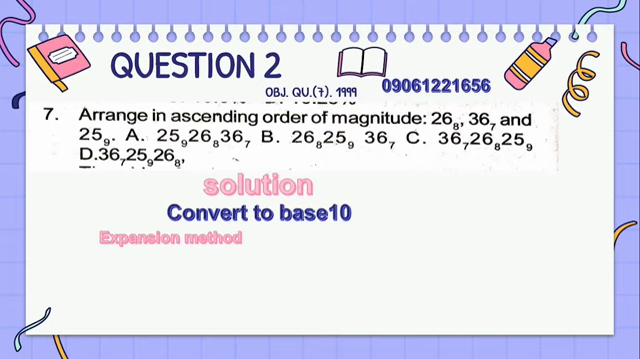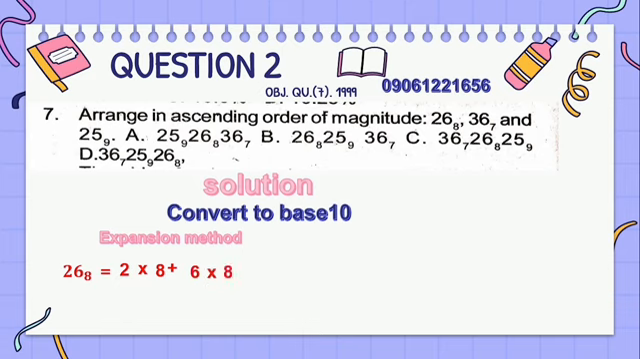So let's take the first number we're given, that is 26 base 8. Now let's convert this 26 base 8 to base 10. That will be equal to: you take the first digit, that is 2, and multiply by the base, that is 2 times 8, plus you take the second digit, that is 6, and multiply by the base again, that is 8.